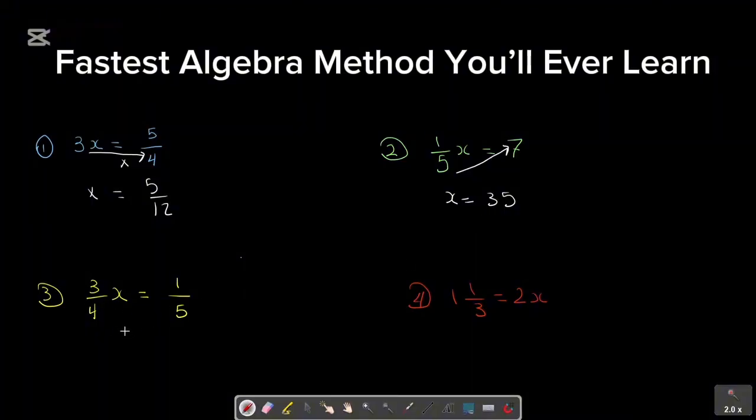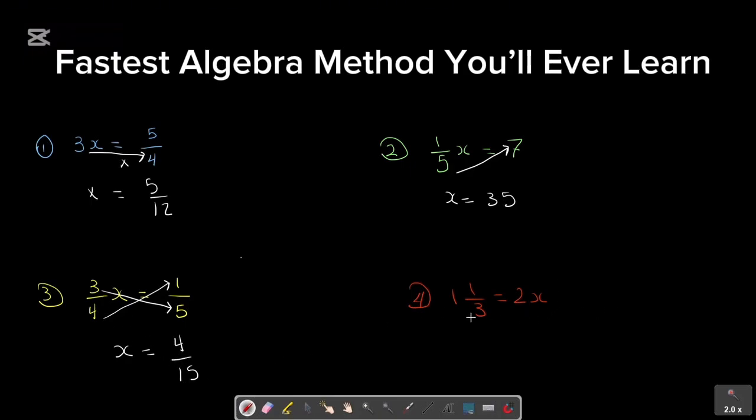Now, how about this one? This one looks a little bit more complicated, but not at all. The 4 crosses to the 1, gets multiplied into the 1. The 3 crosses to the 5, and it gets multiplied into the 5. So now you have x equals 4 over 15.